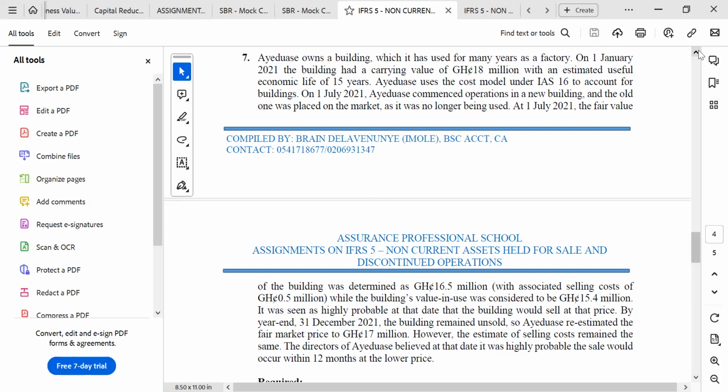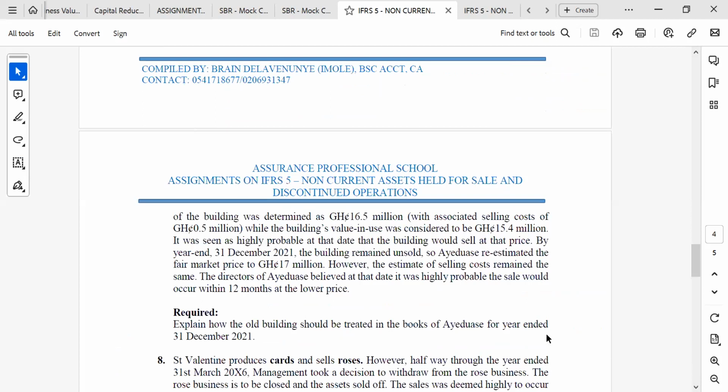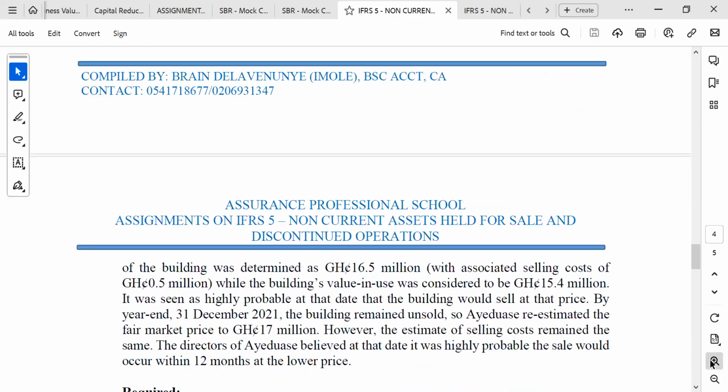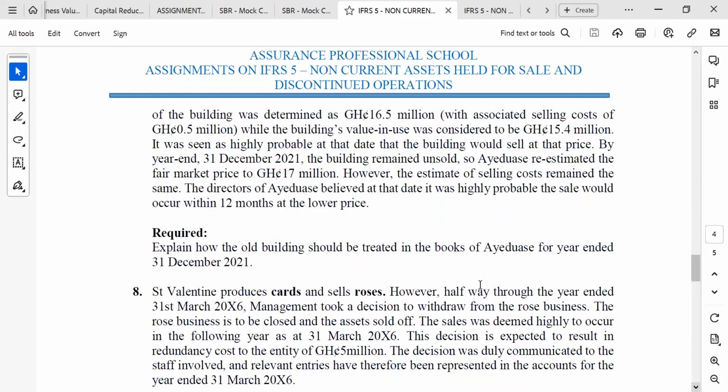Can you please scroll up? Okay. You want to read the requirements? Required. Explain how the old building should be treated in the books of IAGRC for the year ended 31st December 2021.